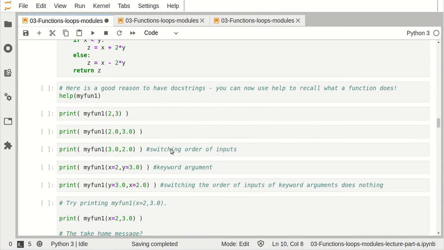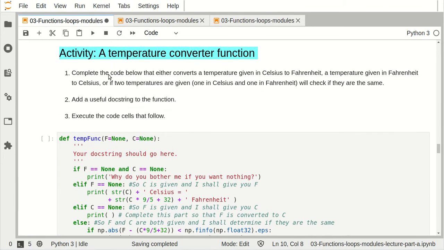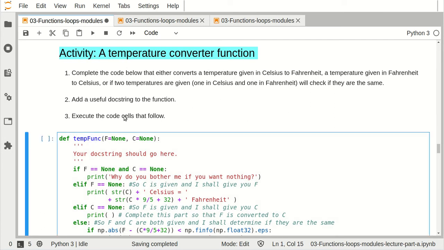So let's go down to the next activity. It starts getting a little bit more complicated. So here you are doing a temperature converter function. So now we're actually defining a user-defined function. You are to complete the code below that either converts a temperature given in Celsius to Fahrenheit, a temperature given in Fahrenheit to Celsius, or if two temperatures are given, meaning one in Celsius and one in Fahrenheit, they will check if they are the same. You are also to add a useful docstring to the function, and then you execute the code cells that follow.